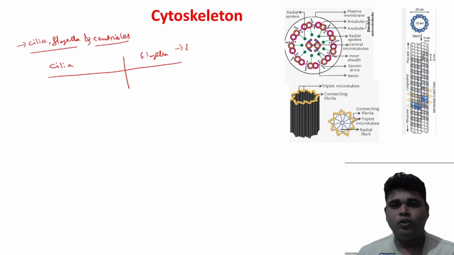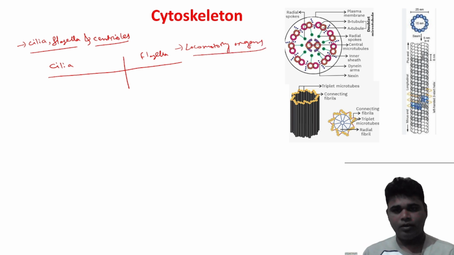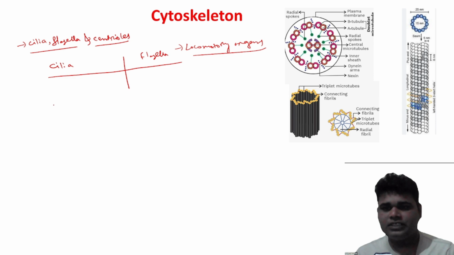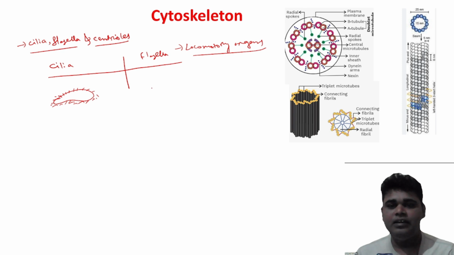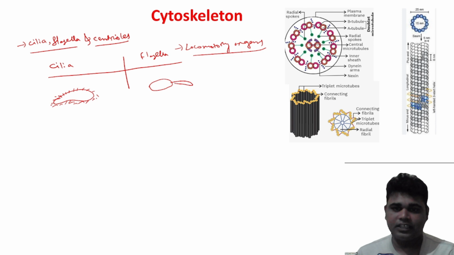They are the locomotory organs. What is a locomotory organ? That means it helps in the locomotion of the organism. For example, the cilia in the paramecium. In the paramecium, this hair-like structure is present and they are called the cilia. For example, the euglena. In the euglena, a tail-like structure is present and that is called the flagella.